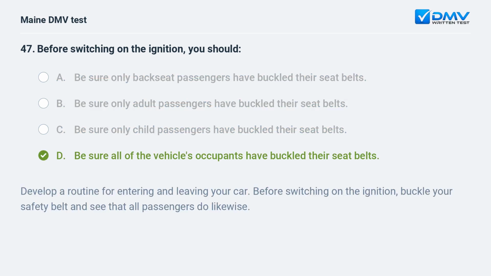D. Be sure all of the vehicle's occupants have buckled their seat belts. Develop a routine for entering and leaving your car. Before switching on the ignition, buckle your safety belt and see that all passengers do likewise.